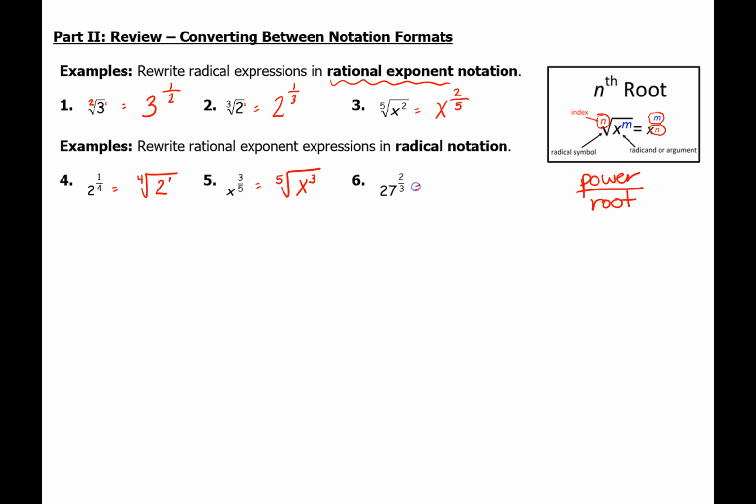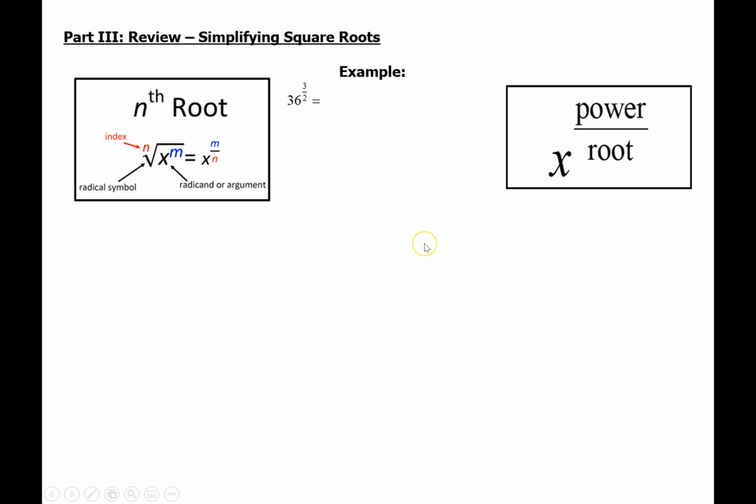All right, let's do one more. Draw my radical, my 27 with my power of 2, and that is the 2 over 3, which means this is a cube root. Okay, so that was just a quick review of things that we've done earlier this year. Let's do a little bit of actual review of simplifying now.